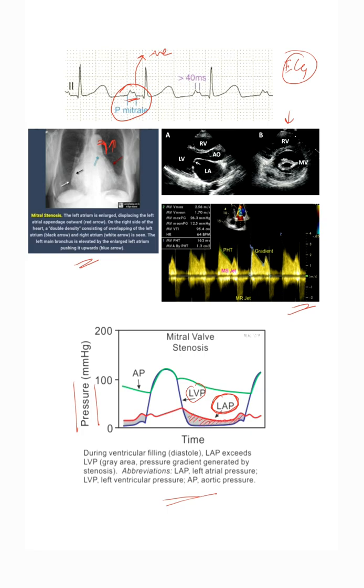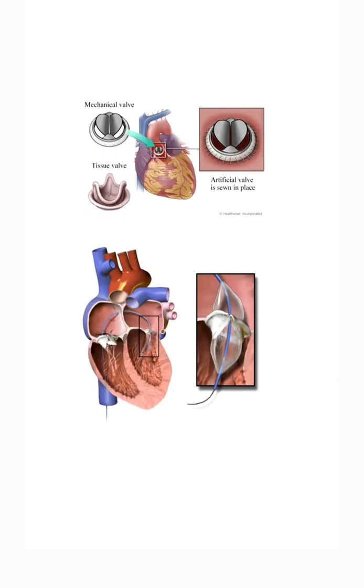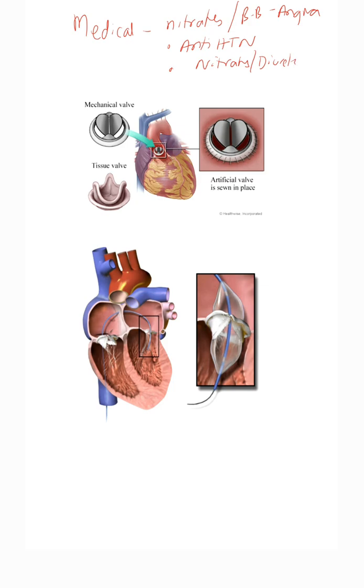Let's now talk about the management. Medical treatment like nitrovasodilators, beta blockers, or calcium channel blockers can be used to control angina. Various antihypertensives may be used to control hypertension. Also, nitrates, diuretics, digoxin, etc., can be used to control heart failure if present. Regarding surgical options, asymptomatic patients do not require any intervention.